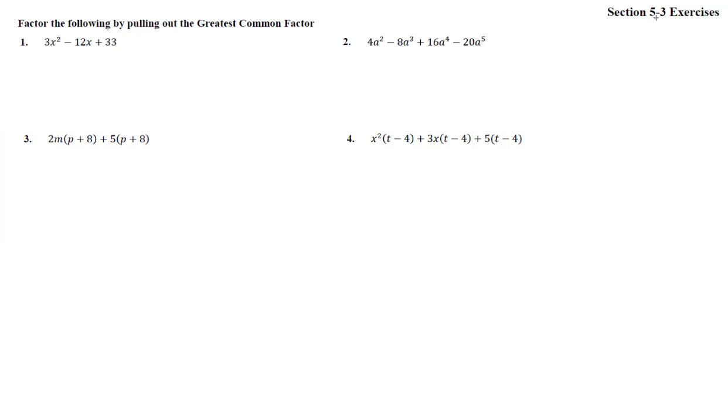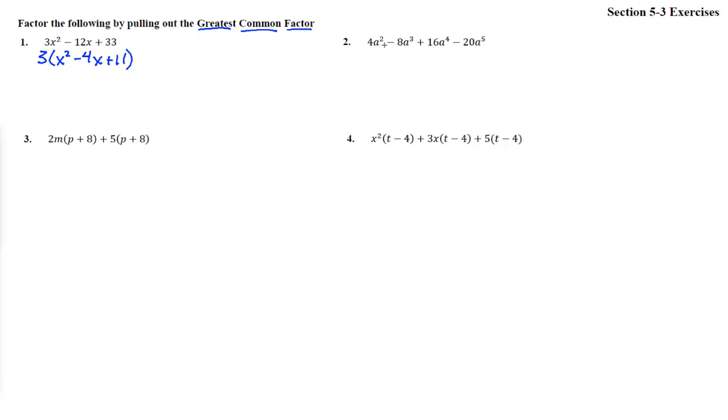Here we are in section 5-3, exercises 1 through 4, and we are factoring. And here it says factor by pulling out the greatest common factor. Number 1, is there anything common among these three things? No x's are common here, but a 3 goes into each one of them. So we'd pull out a 3 and we would have x squared minus 4x plus 11. There we go.